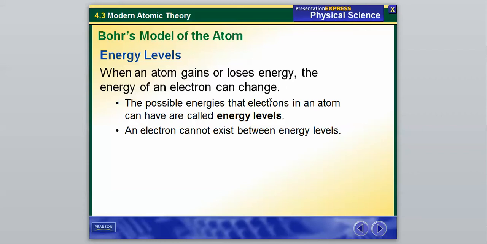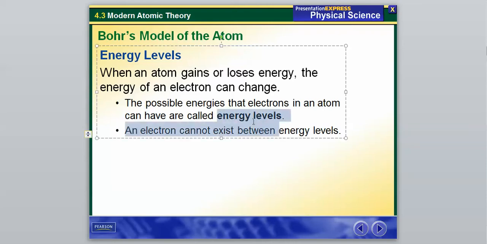The possible energies that electrons in an atom can have are called energy levels. That's pretty self-explanatory, so make sure you write that down. Energy levels exist for electrons, and you can compare them to different orbits. An electron cannot exist between energy levels, meaning electrons have to stay in a certain energy level. There's no way they can be halfway between the first energy level and the second energy level. It doesn't work like that. They have to be in these distinct energy levels.